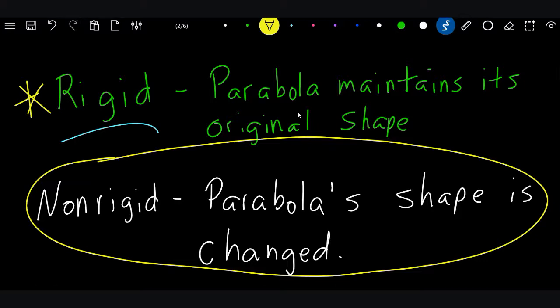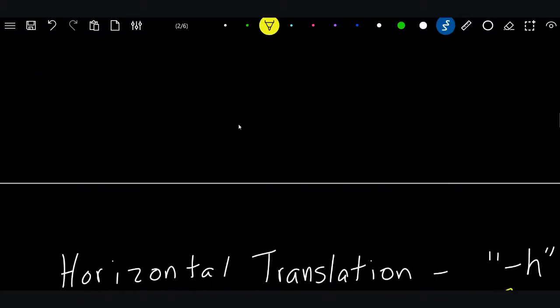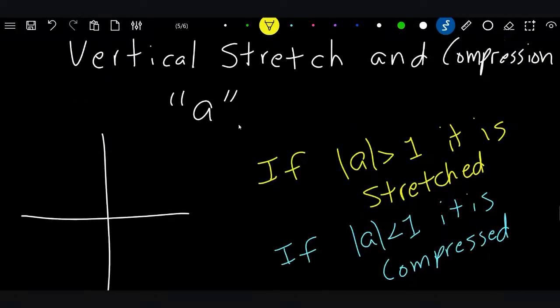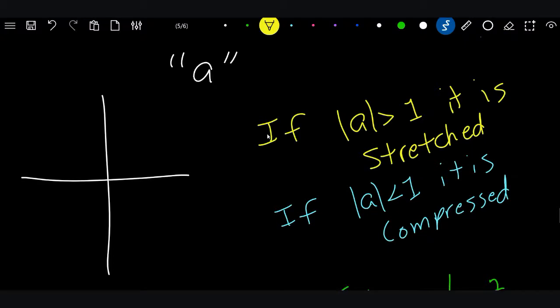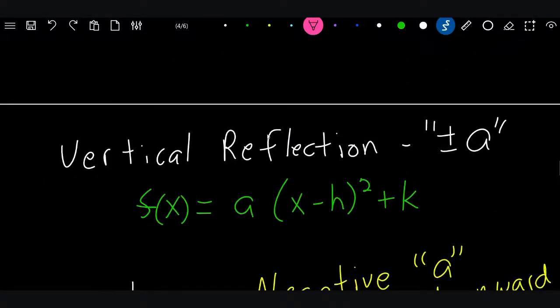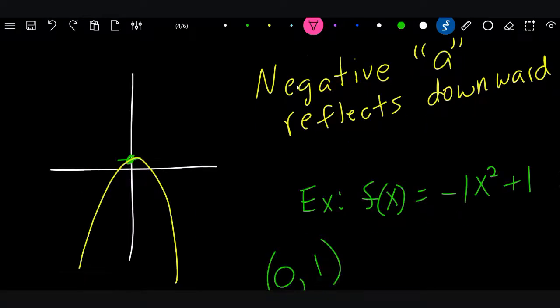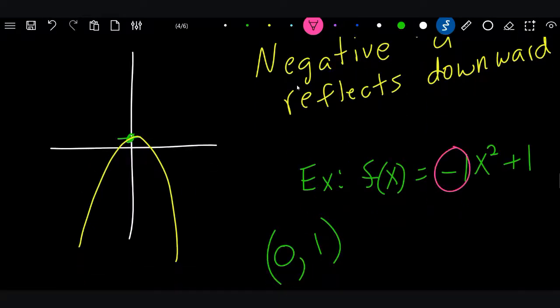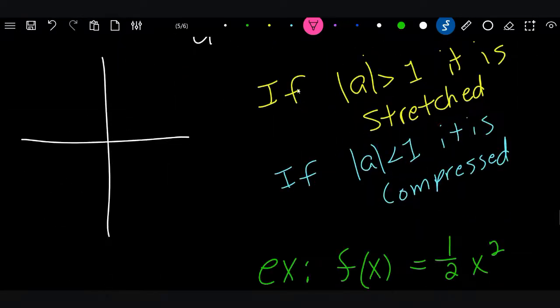Now in the non-rigid, in the last one here, the stretch and compression, the stretch is like pulling it up and the compression is like pushing it down, and it's going to change the shape. Well, in these ones, when your absolute value, this is important, your absolute value of A, so whatever A was, remember in the one that we just had, A was negative 1. But the absolute value of the negative 1 would be 1.